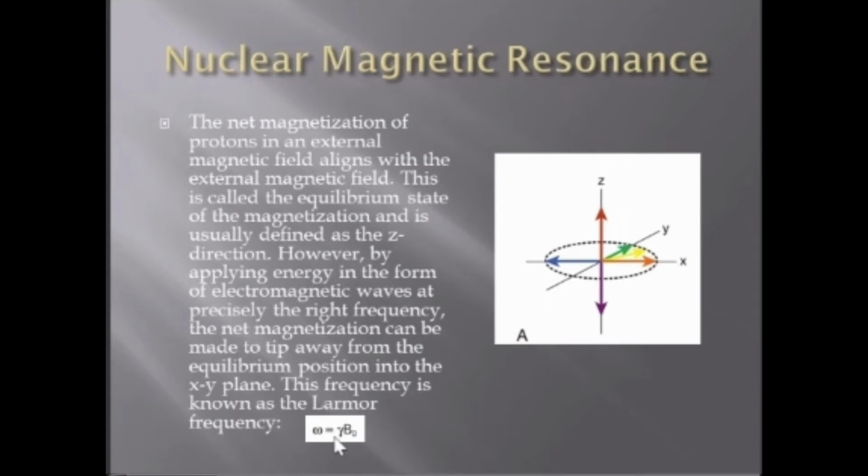This equation. This symbol is the precession frequency, and this symbol is a constant that differs for each atomic nucleus known as the gyromagnetic ratio. And this one is the strength of the external magnetic field.